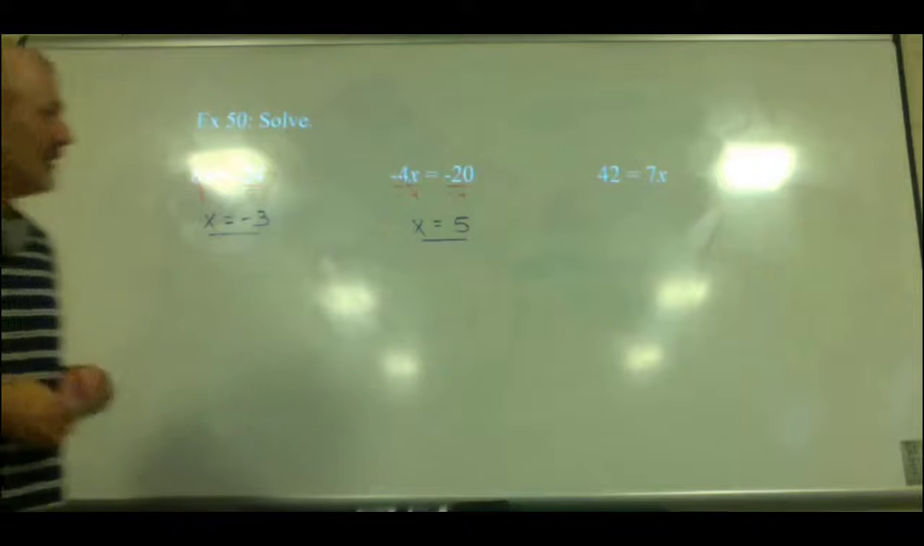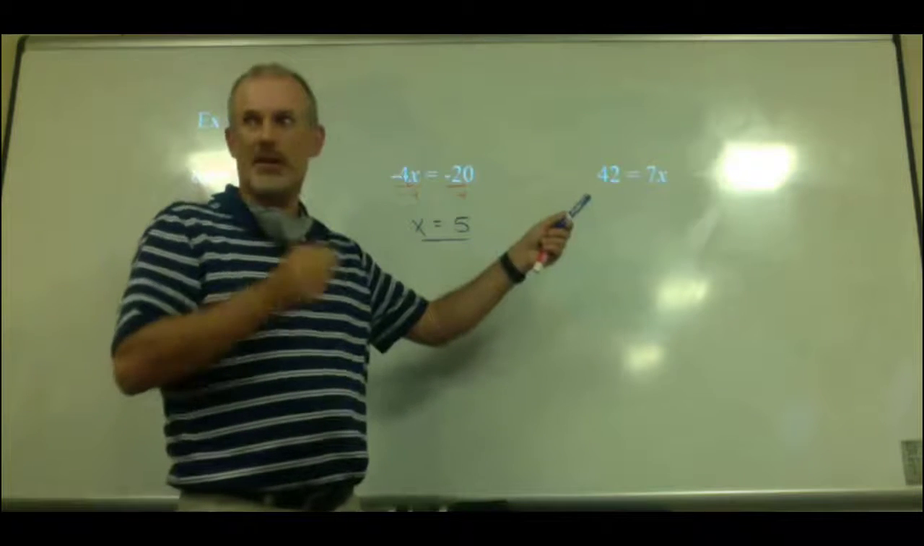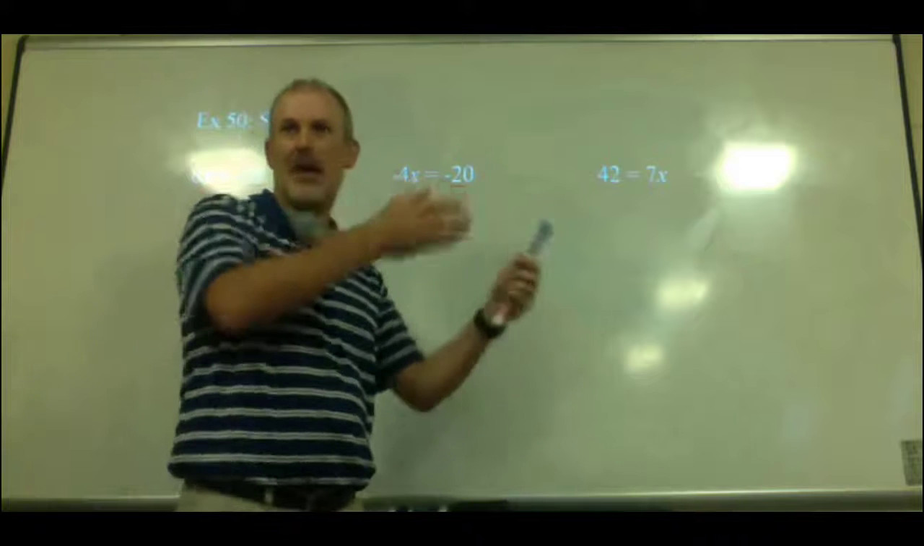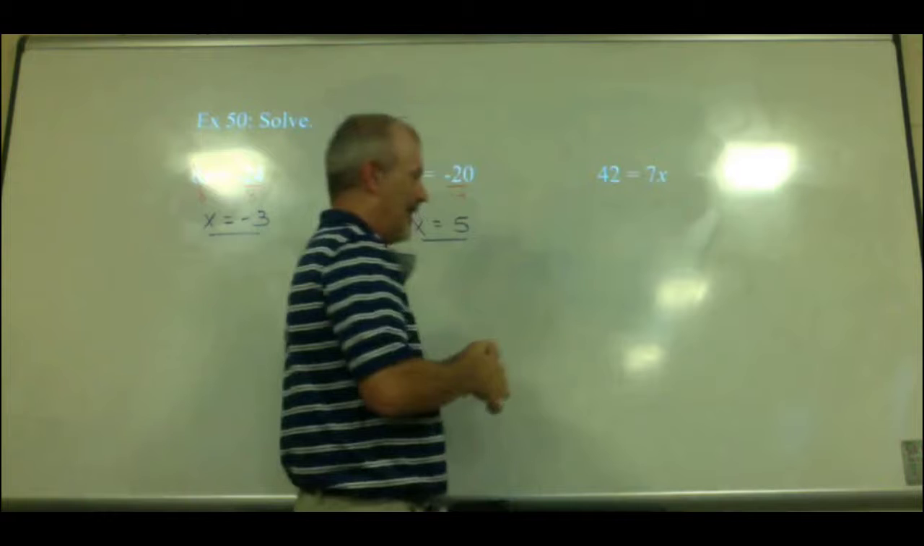And then the last one over here, they switch the sides. What are we trying to get rid of? The 7. And do you see that it's 7 times the x? How do we get rid of that 7? Divide by 7.